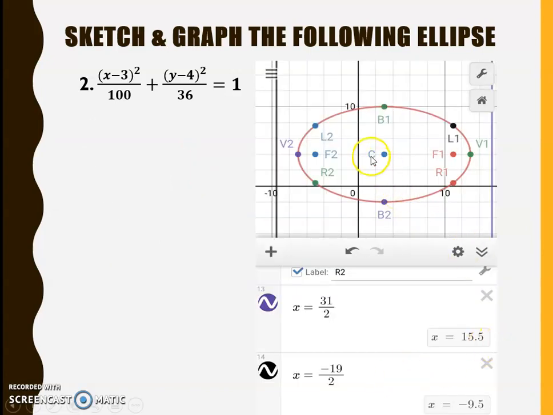You have the center, the focus, the vertex, the latus rectum, and the directrix. And the directrix can be seen on this part: the 31 over 2 and the negative 19 over 2.